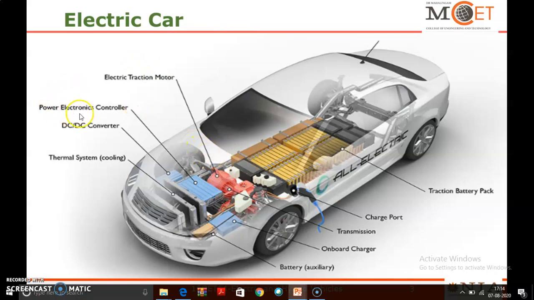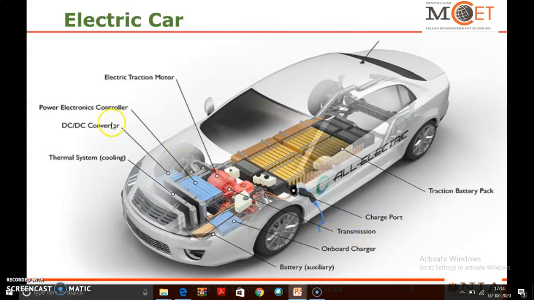Next is the power electronic controller. Based upon the type of motor used in the electric vehicle, the power electronic controller can be chosen. The role of the power electronic controller, as we have seen already, is to control and condition the electric signal in order to regulate the speed and torque of the electric motor, which is required for the transmission system of the electric vehicle.